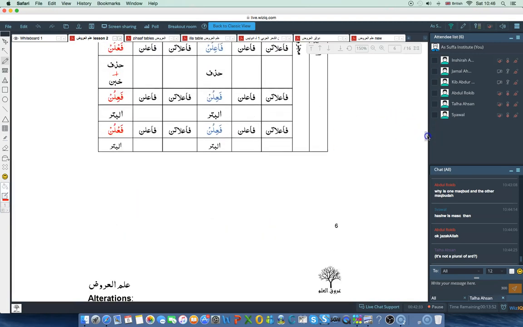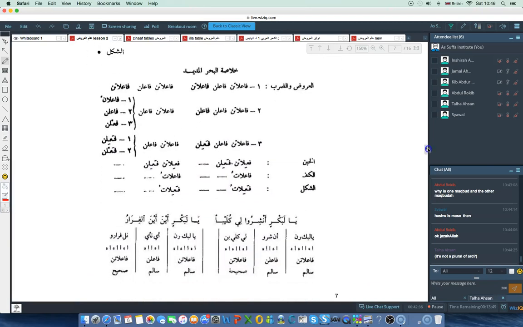So let's look at the khulasa, the summary then. Basically, in the arood you can have 3 possibilities. And in the darb, if the arood is sahih, then the darb has to be sahih as well. It must be. So in other words, the sahih arood can only have a sahih darb.